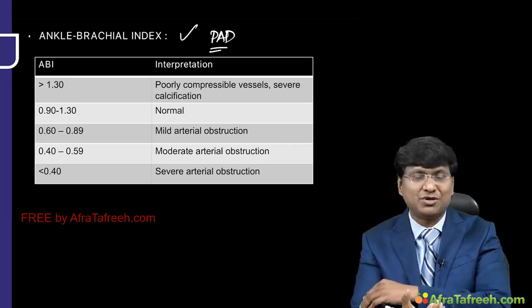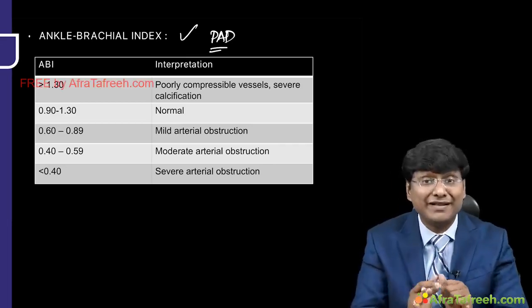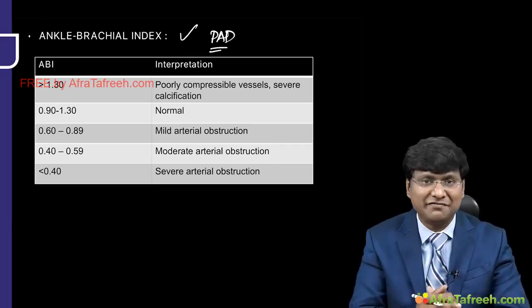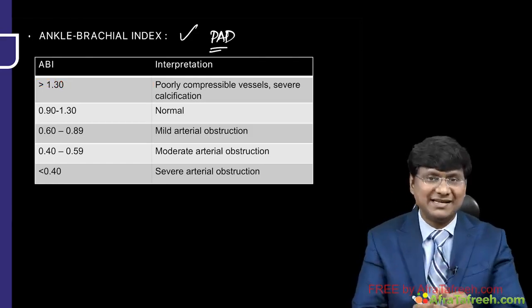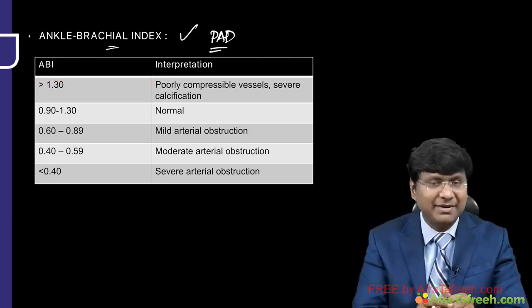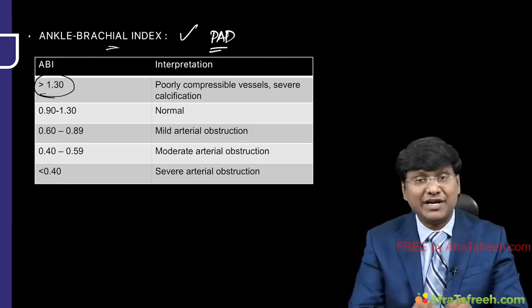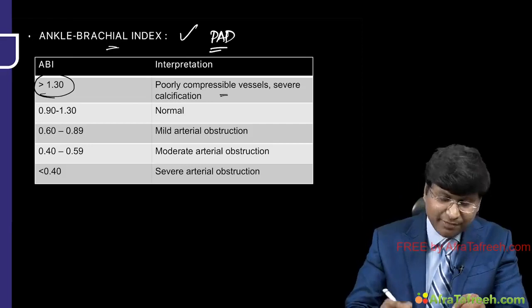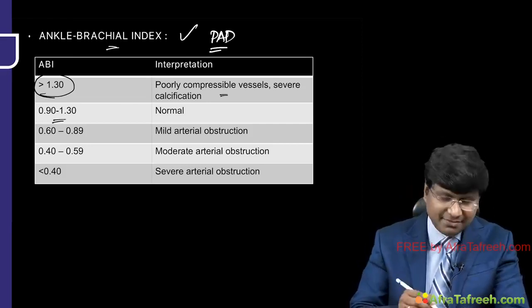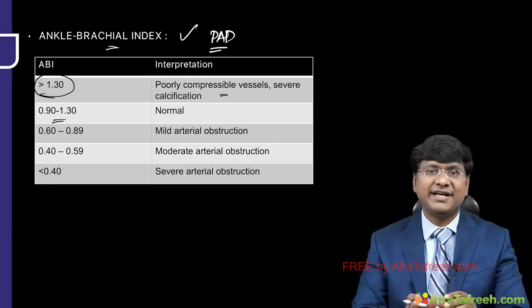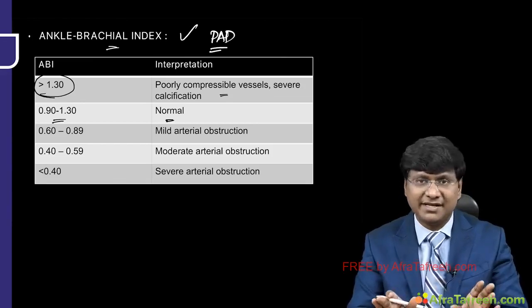So you need to measure the blood pressure of the brachial artery and check the blood pressure at the level of the ankle, and you need to check the difference. You need to compare the blood pressure between the arms and the legs, and that is what is called the ankle brachial index. If the ankle brachial index is more than 1.30, that is suggestive of poorly compressible vessels where there is severe calcification. And if the ankle brachial index is between 0.90 and 1.30, then it is considered normal.